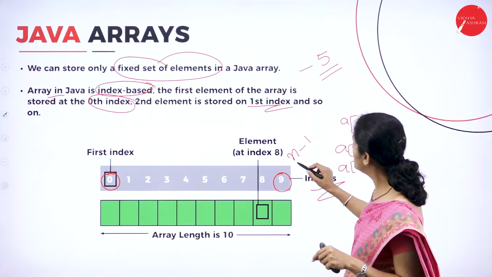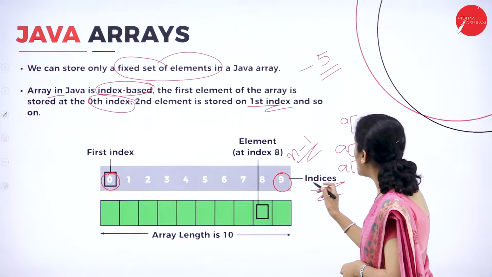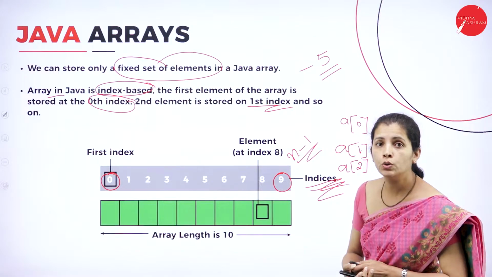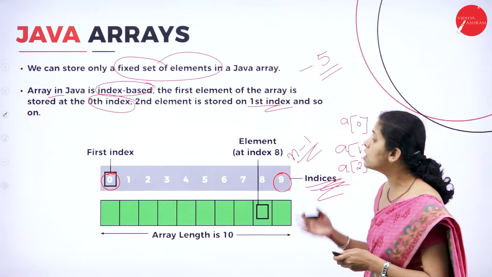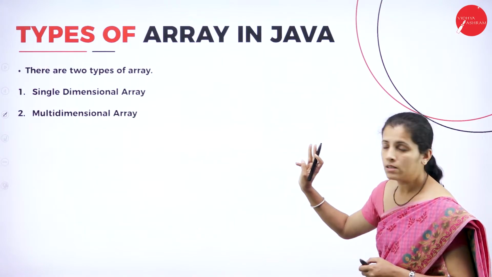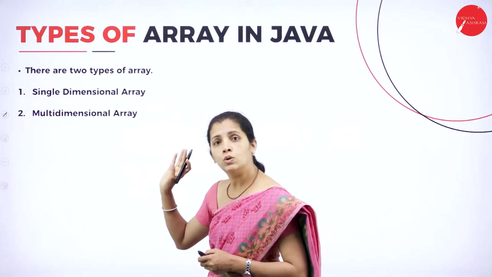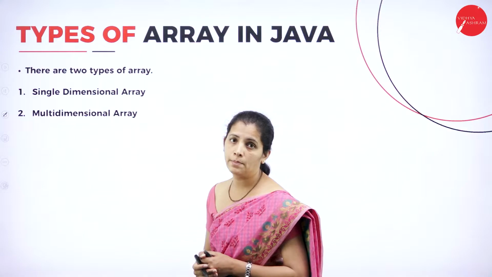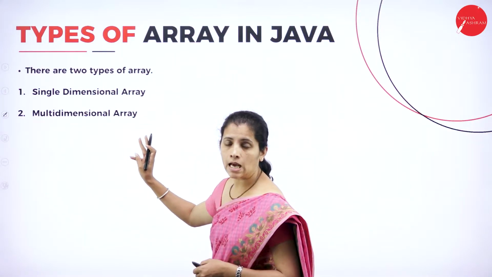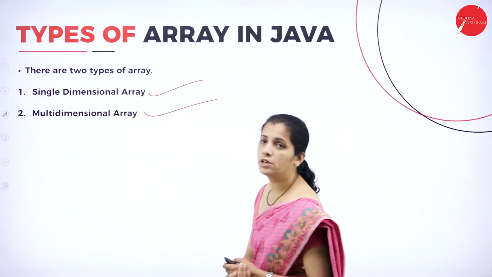For that reason it is n minus 1. And all the indexes are termed as indices, or I can also use the words base address or position. Now there are two types of array. Actually there are three types of array: single dimensional array, two-dimensional array and multi-dimensional array. But in Java we are going to categorize only two types, that is single dimensional array and multi-dimensional array.